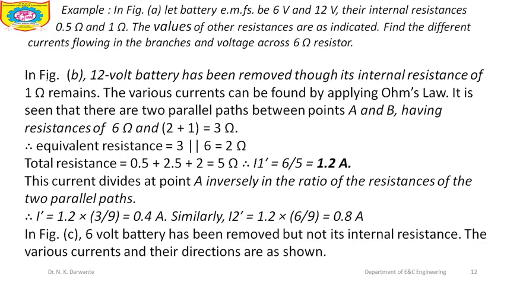Now as in figure B, the 12 volt battery has been removed, leaving its internal resistance of 1 ohm. The various currents can be found by applying Ohm's law. It can be seen that there are two parallel paths between A and B, having resistances of 6 ohm and 2 plus 3, that is 3 ohm. Equivalent resistance is 3 in parallel with 6 ohm, that is 2 ohm.